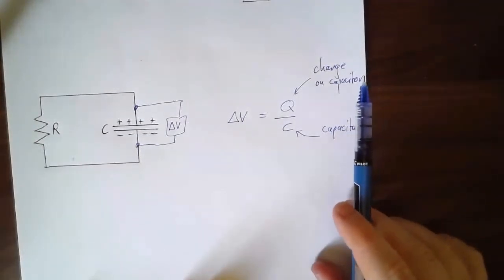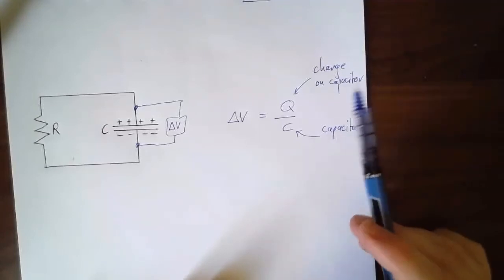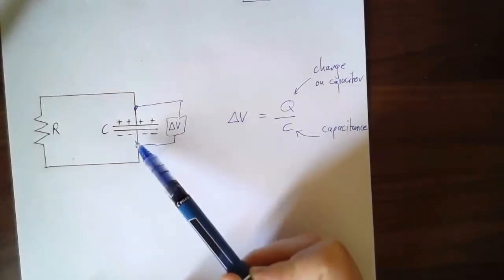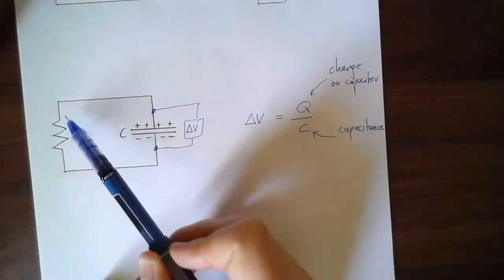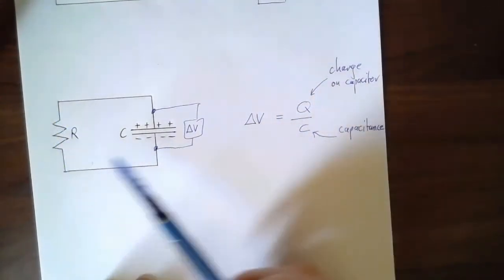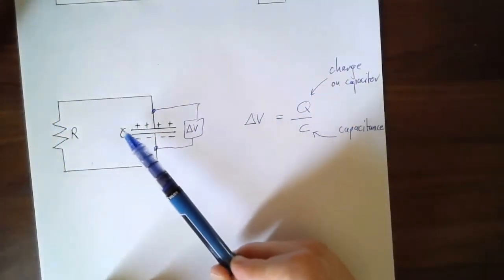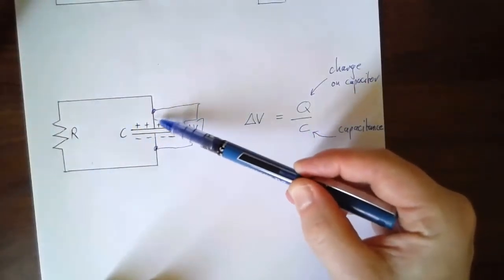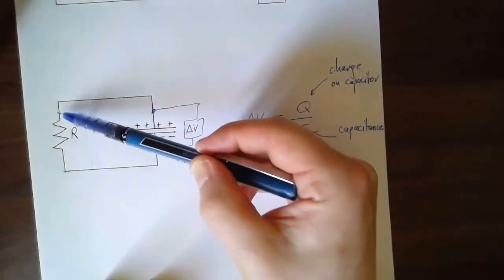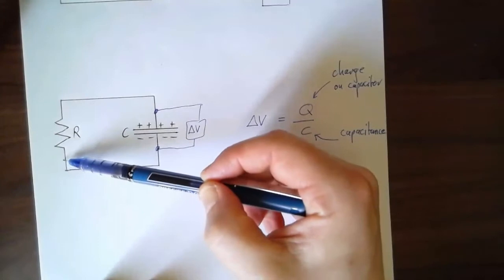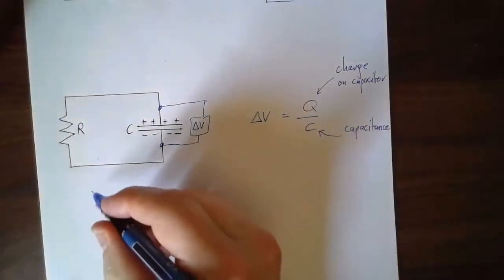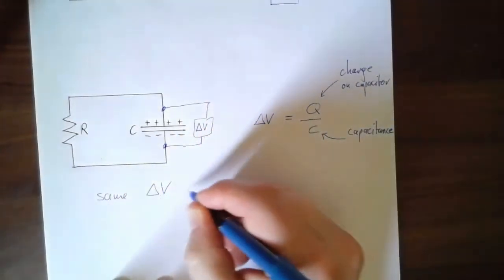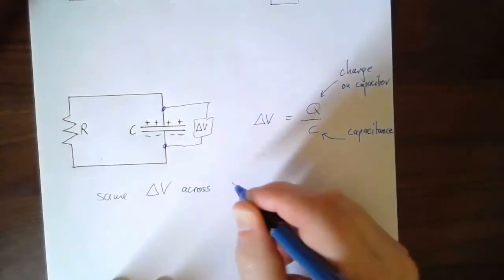Okay. So if there is a potential difference across this capacitor, then there must be the same potential difference across the resistor because of, if you like, Kirchhoff's loop law. If you go once around a loop, then if this side here is a certain potential difference higher than this side, then this is the same potential difference higher than that side. So we've got the same delta V across the resistor.